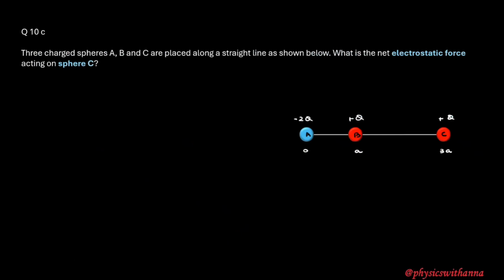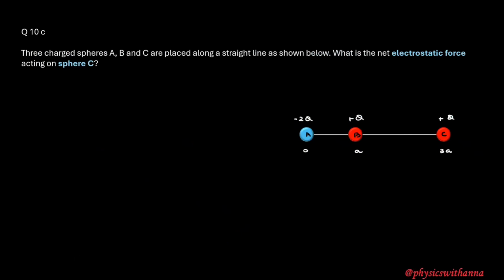Next, in part C, we have three charged spheres, again A, B, and C. A is now negatively charged and has a charge of magnitude 2Q. So charge on sphere A is minus 2Q. B and C both are positively charged and they carry the same charge, which is plus Q. And we need to find what is the net electrostatic force acting on sphere C.